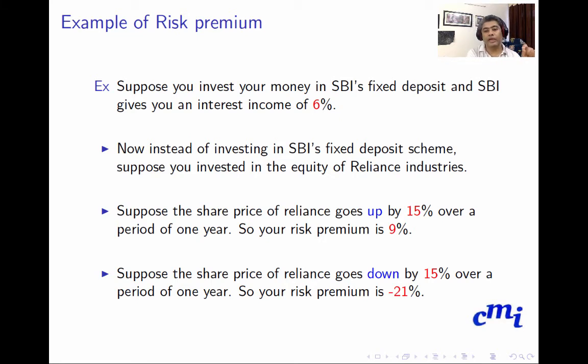Suppose the share price of Reliance goes down by 15% over a period of 1 year. Now your risk premium is actually negative 21%, because you have lost that 6% interest income that you could have earned if you had parked your money in the fixed deposit of State Bank of India. So the negative 21% is the risk premium that you are effectively earning, or in this case losing. You are not only losing 15% of your investment, you are also losing the 6% income that you could have earned during that period. So the actual loss is 21%. You have to keep that in mind. All our models from now onwards we will develop on risk premium.